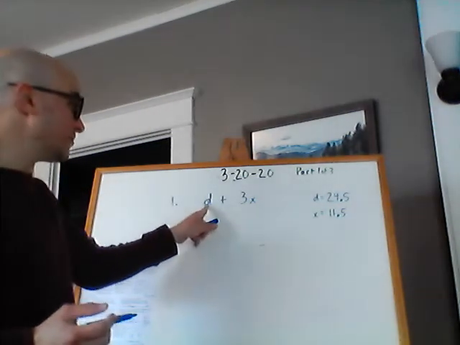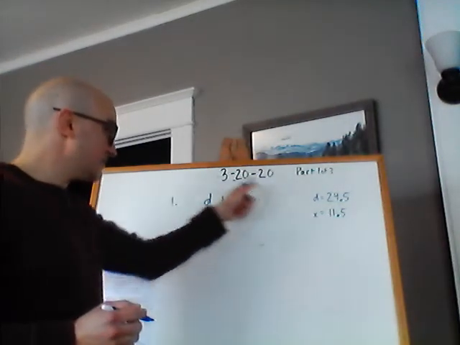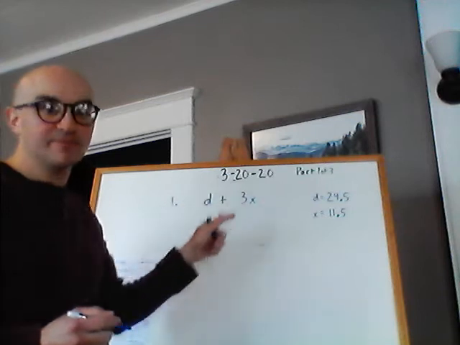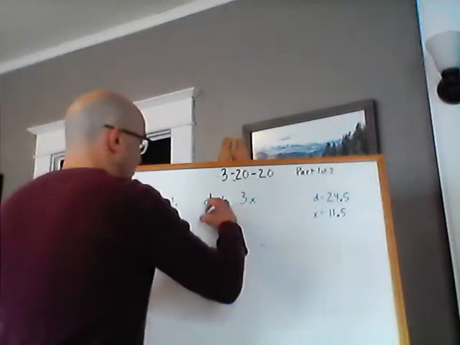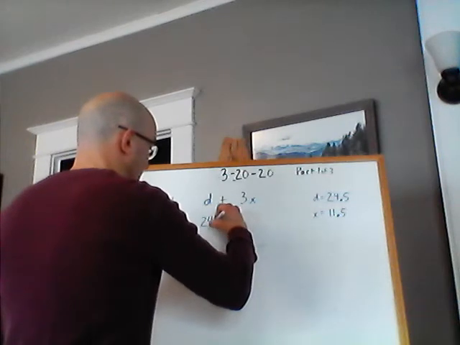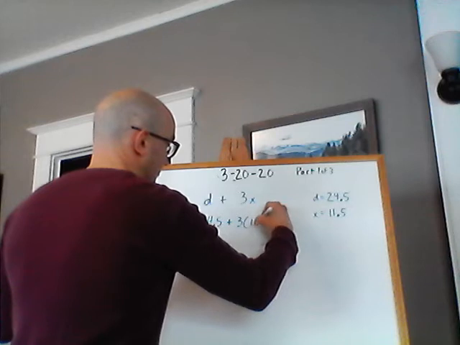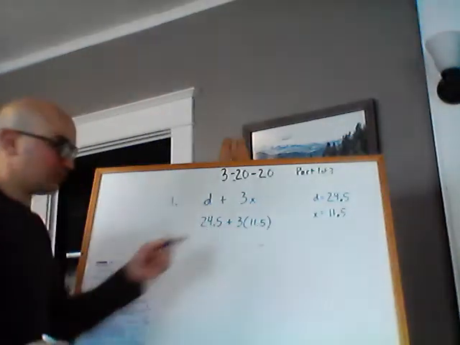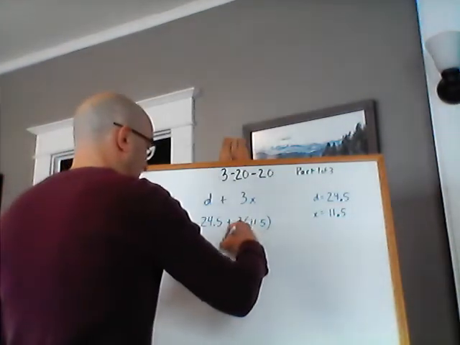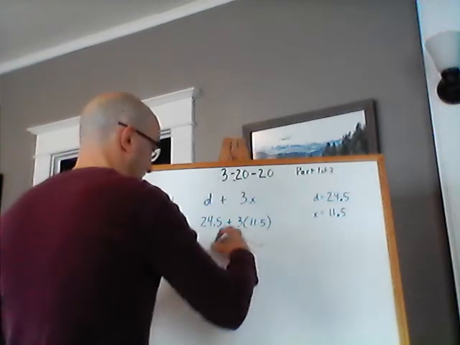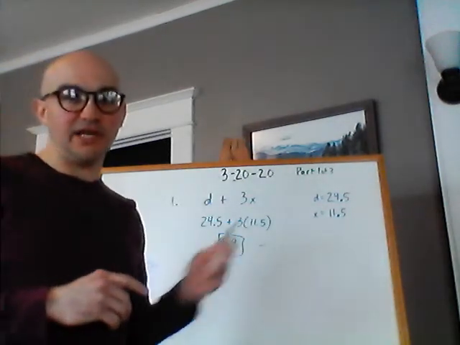We're going to find out how much this person spent on their order. We just take this equation. The hardest part of these problems is setting them up. Once you set them up, the substitution becomes easy. 24.5 plus 3 times 11.5. Remember, parentheses implying multiplication. We do our multiplication and we find that it costs $59 to have gone shopping for these items.